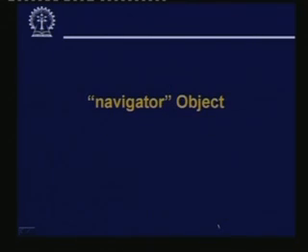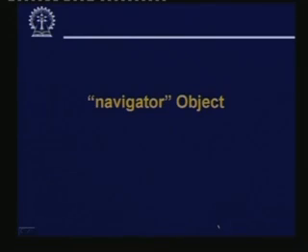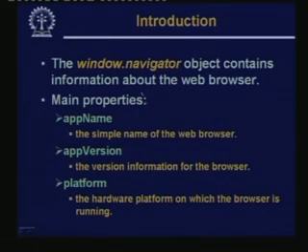Now let us look at the Navigator object. In the examples earlier, we had seen that the purpose of the Navigator object basically is to enable a JavaScript program to gain access about some of the details about the browser. So, here in the Navigator object, which I had said is an object under window, you access it as window.navigator. This basically contains information about the web browser.